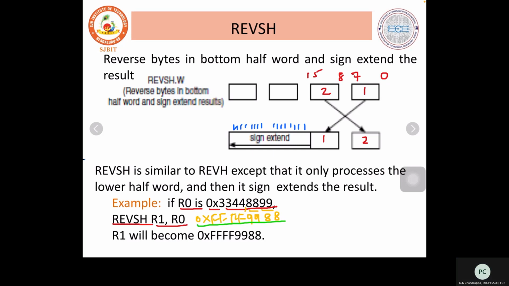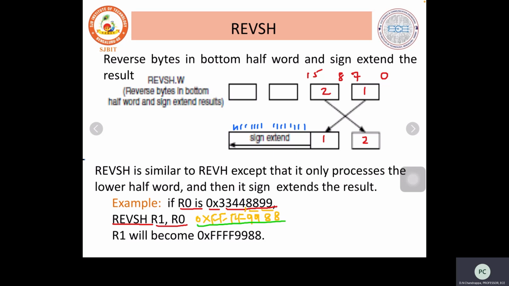REVSH: reverse bytes in bottom half word and sign extend the remaining bits. So we consider only 2 bytes of data, and the lower bytes of data become reversed. Then the higher bytes are considered as sign extended. Sign extended means it becomes 1111, which in hexadecimal representation is FF, FF, and then the reversed lower bytes. Whatever the lower bytes are, from bit 0 to 7 and bit number 8 to bit number 15, from LSB, first comes bit number 8 to bit number 15, then bit number 0 to bit number 7. This is the result after executing these instructions.